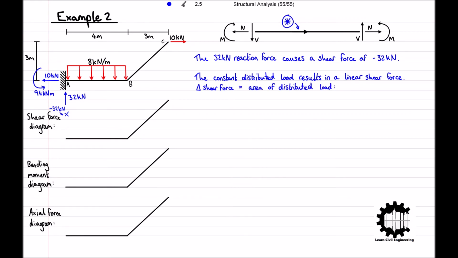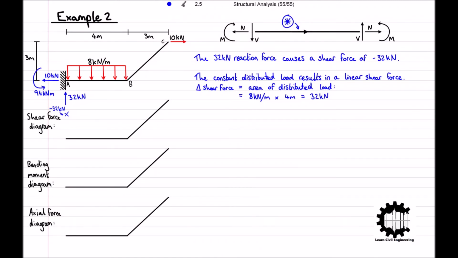Additionally, as the distributed load is being applied in the downwards direction, which is positive for the left-hand side, the shear force increases. To calculate the change in shear force from point A to point B, we need to calculate the area of the distributed load from point A to point B, which for this constant distributed load is simply 8 kilonewtons per metre times 4 metres, which equals 32 kilonewtons.